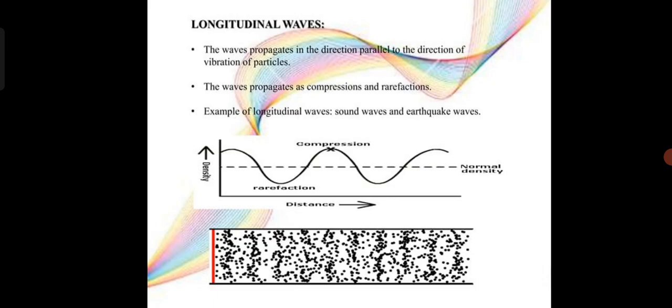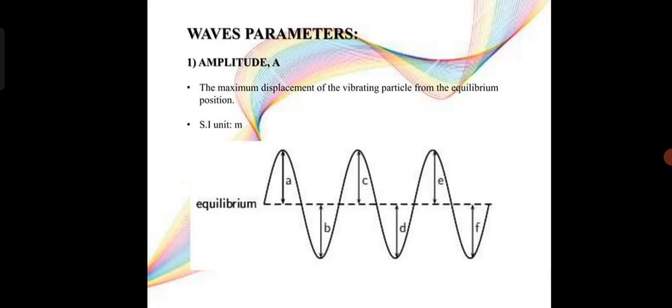And longitudinal waves. The waves propagate in the direction parallel to the direction of vibration of particles. The waves propagate as compressions and rarefactions. Examples of longitudinal waves are sound waves and earthquake waves. Basically, we are able to observe a graph in which the x-axis is distance and the y-axis is density. There is a compression and rarefaction, and the dotted line is denoted as normal density.